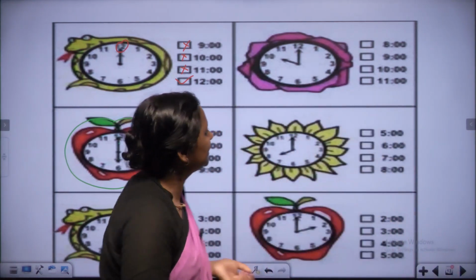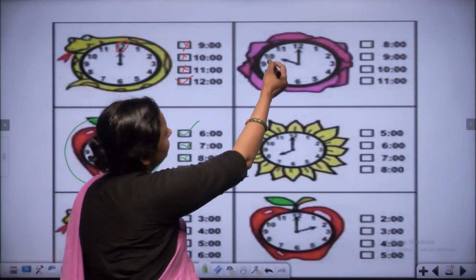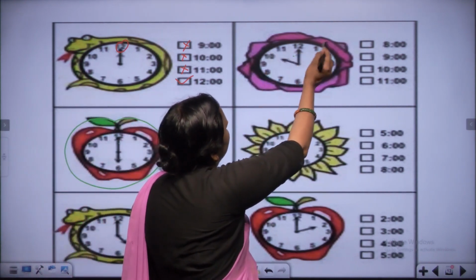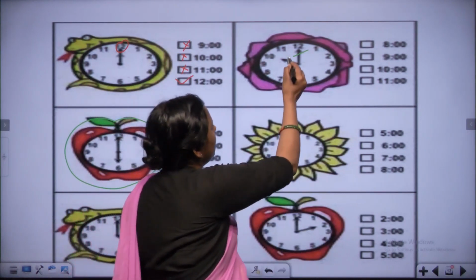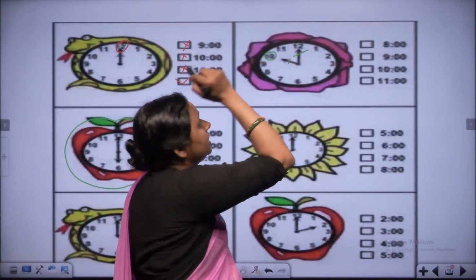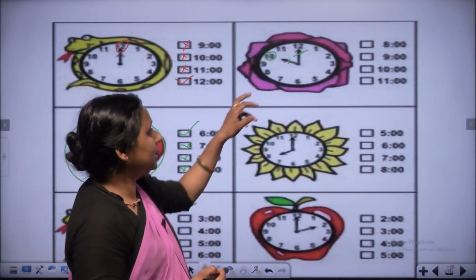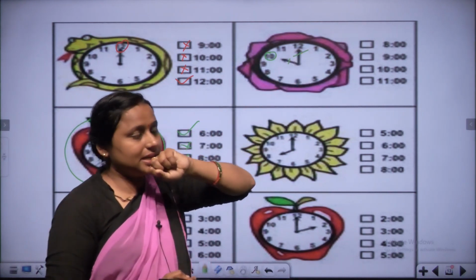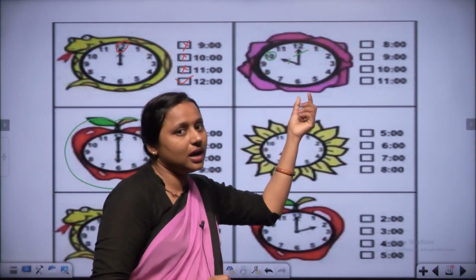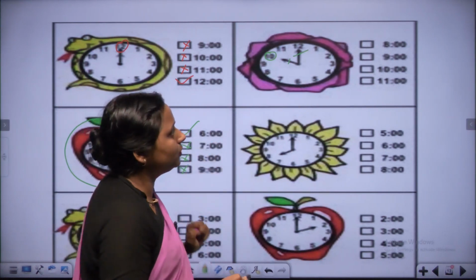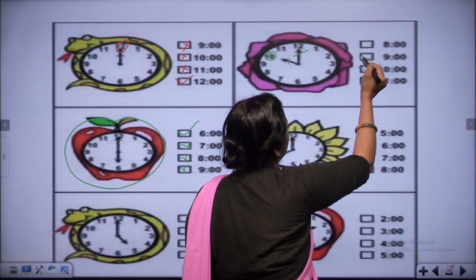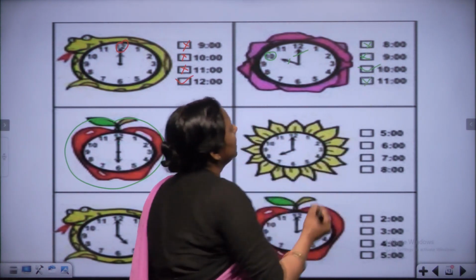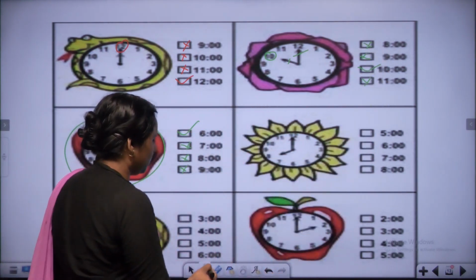Then next. Here. Longer hand in 12. Okay. And shorter hand in 10. Okay. घड़ी का जो लंबा वाला हाथ है, मिनट हैंड है, वो 12 में है और छोटा हाथ किसमें है, 10 में. So what we say, 8 o'clock, 9 o'clock and 10 o'clock. Yes, 10 o'clock, not 12 o'clock or 11 o'clock. Okay.